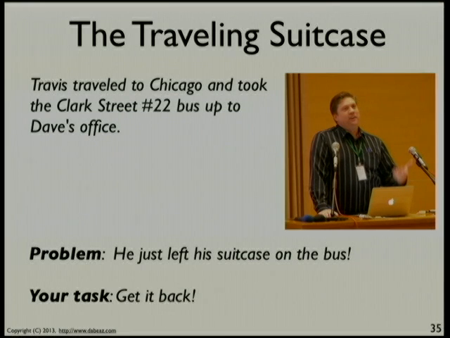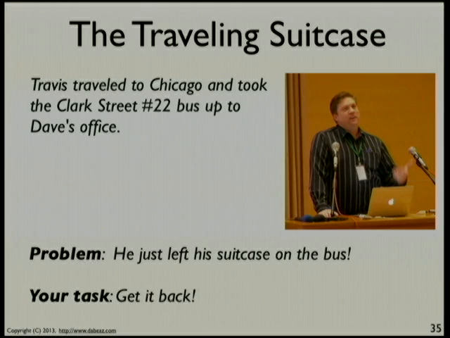But here's the problem. This is a Chicago-themed story. The guy in the picture there is Travis Oliphant, who, if you don't know who he is, is basically the creator of NumPy, a very popular library in Python. He came to visit me in Chicago about a year ago, took the bus up to my office, got off the bus and left his suitcase on the bus. Now, leaving your suitcase on a Chicago city bus and having it drive away, you basically just assume that it's gone. Forget about it. You're never going to see that again.